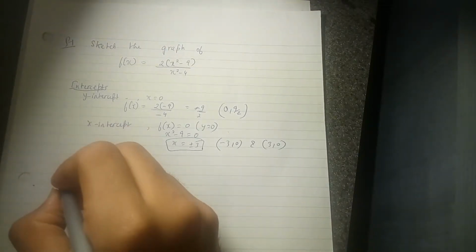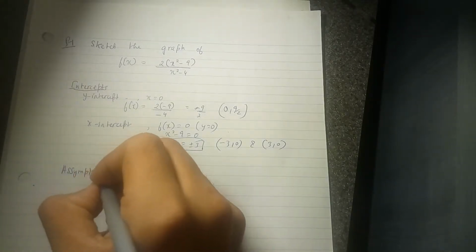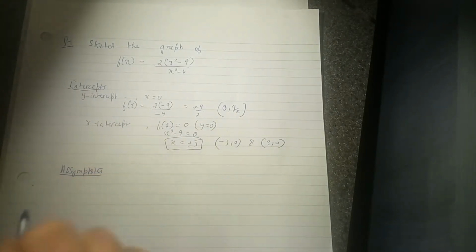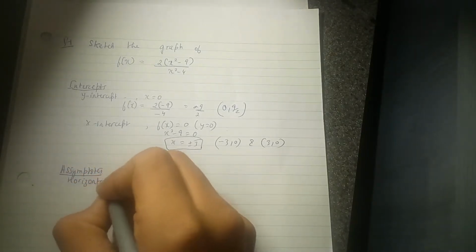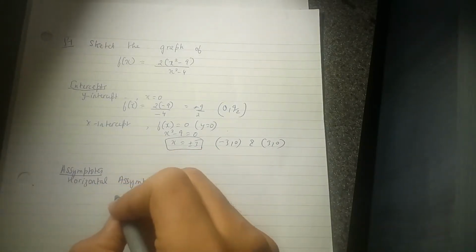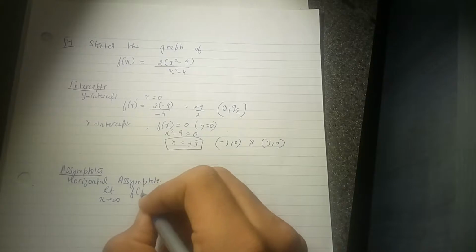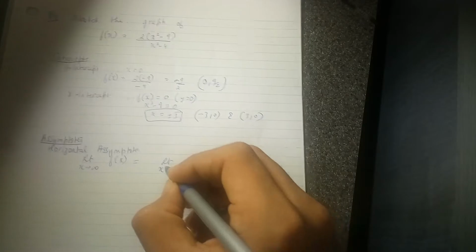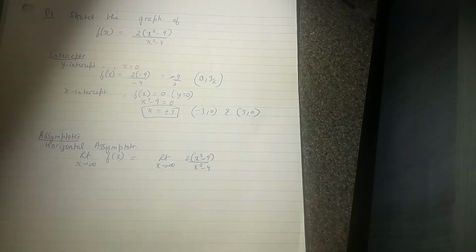The second thing we would look for is the asymptotes of the function. There are two types of asymptotes. One would be the horizontal asymptote. The horizontal asymptote can be calculated by using the formula limit x tends to infinity f of x. So that would be limit x tends to infinity 2 of x squared minus 9 by x squared minus 4.